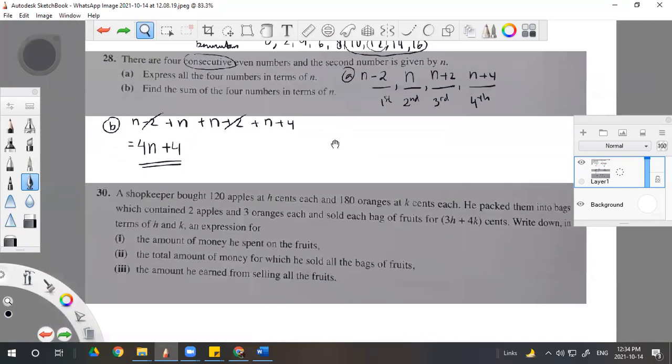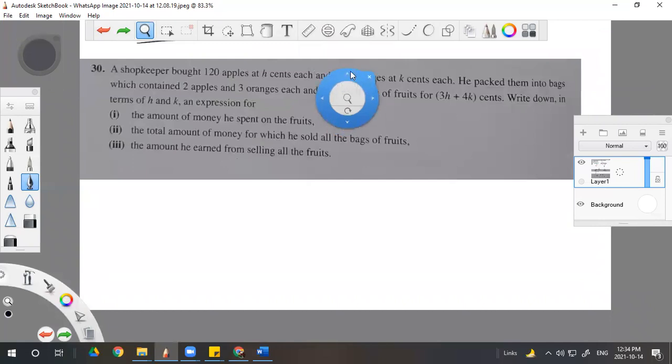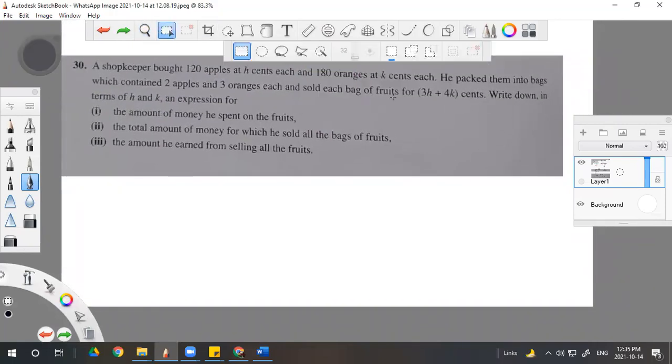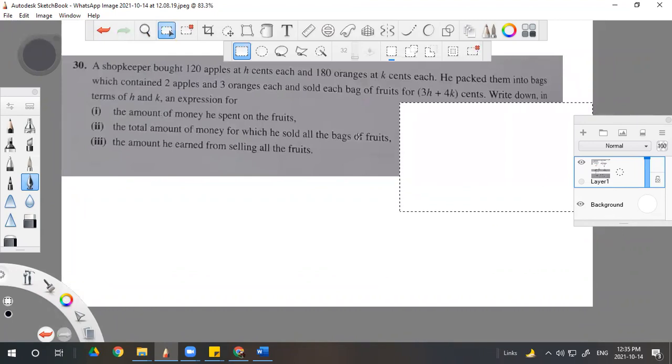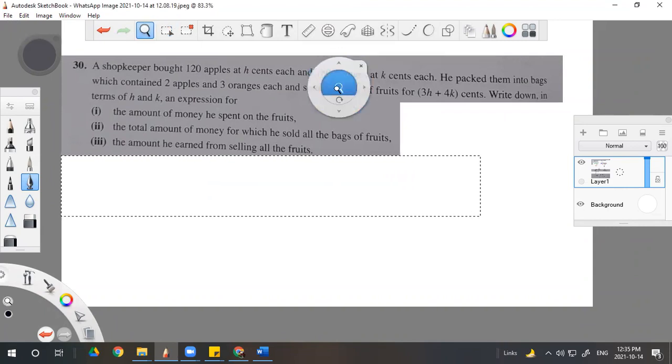Oke, next. 30. Ini dia word problem. The problem on word problems. The problem on math is always the word problem on math. Okay, here. Rapiin biar muat tempatnya. I don't know whether I have enough space here.